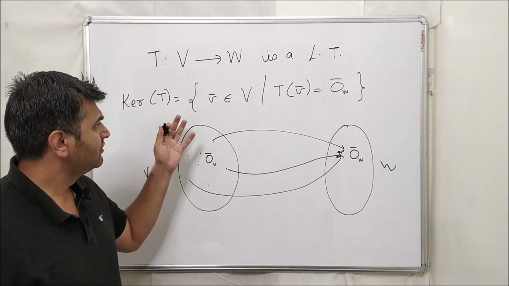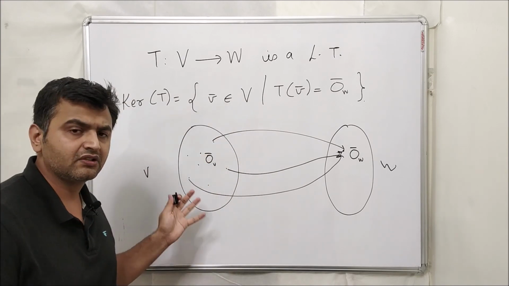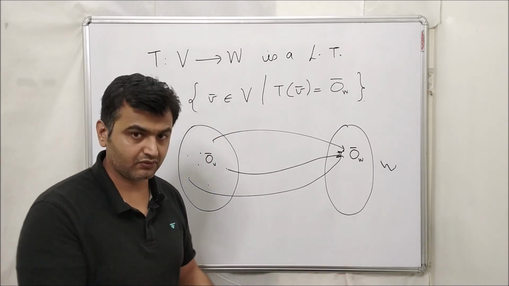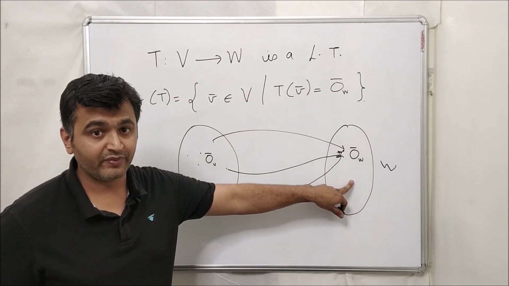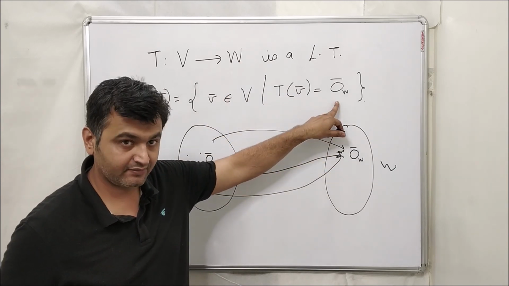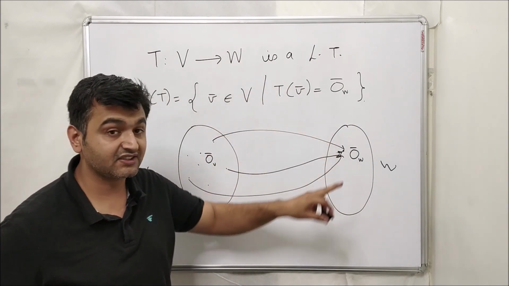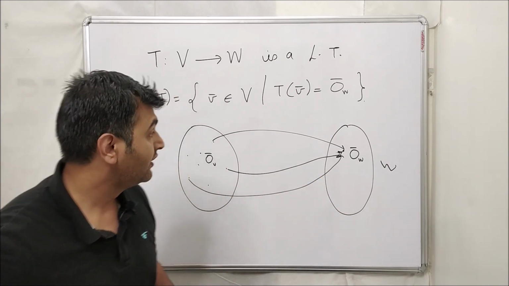Now here you don't need a linear transformation to define this. You can take any function and look for the elements whose image is 0. But the first thing is that 0 should exist in the codomain. And because W is a vector space, I know this 0 exists. That's the first use of a vector space, that this 0 exists. Good.